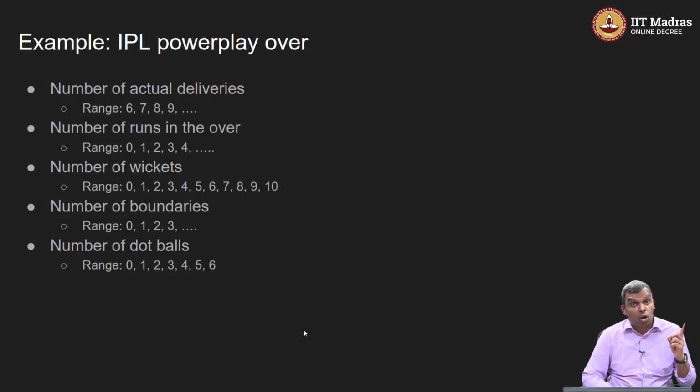What about the number of dot balls? Notice the number of dot balls can be 0 and at most 6, isn't it? You cannot have more than 6 dot balls in any over, because if you had 6 dot balls, the over is complete, finished. So there's no point in getting 7 dot balls. It's not possible. The point of this example was just to illustrate that in a real scenario, when you want to define a random variable, you really have to think about its range. It's not a very trivial problem. You have to think about its range and then worry about what part is likely and what part is unlikely.